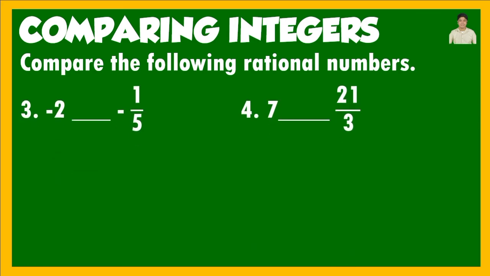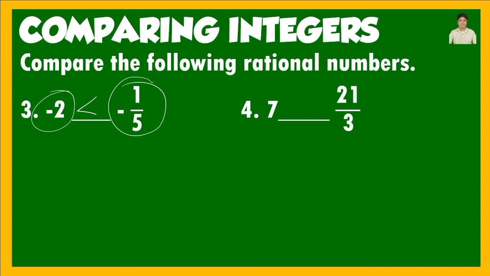Next, negative 2 and negative 1/5. Okay. So, dito, pareho po silang negative. Yung isa whole number. Ito po whole number siya. Ito naman fraction. So, alin ang mas malapit po sa 0? Is it negative 2 or negative 1/5? The answer is negative 1/5. Therefore, mas mataas po yung value ng negative 1/5 kesa sa negative 2. So, dito, negative 2 is less than negative 1/5.